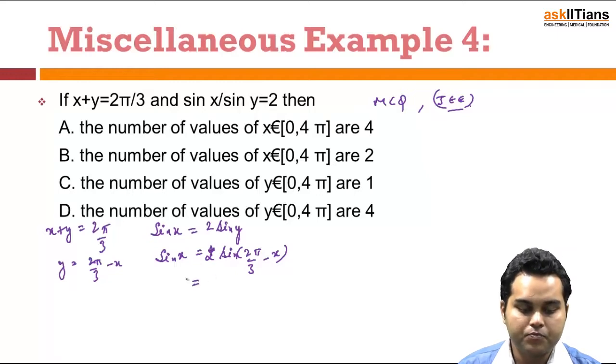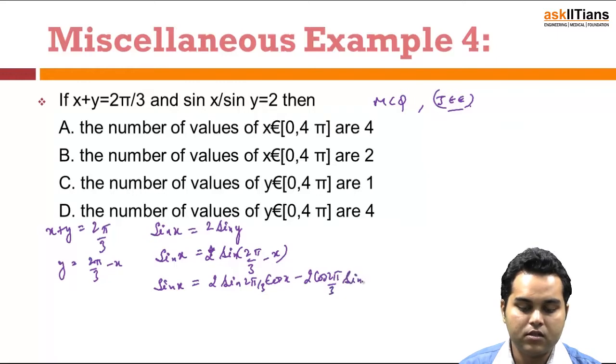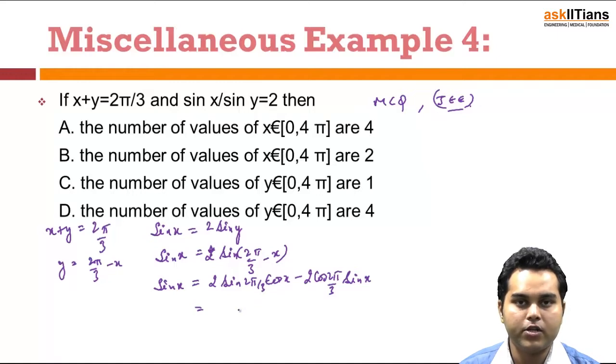I do the same, keeping the left hand side intact. Sin x, I'll have 2 sin of 2 pi by 3 cos of x minus 2 cos of 2 pi by 3 sin of x. Sin of 2 pi by 3 is equal to sin of pi minus pi by 3. Pi minus pi by 3 lies in the second quadrant, in which sin is positive. So sin of pi minus pi by 3 is equal to sin of pi by 3, which is sin 60, which is root 3 by 2. When multiplied with 2, it gives me just root 3.